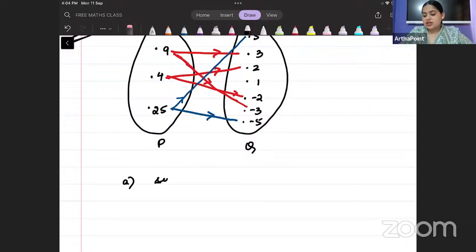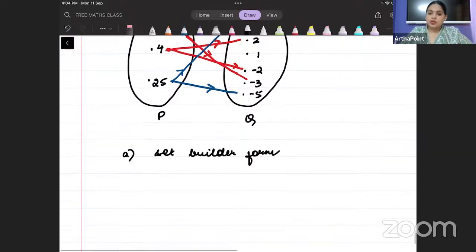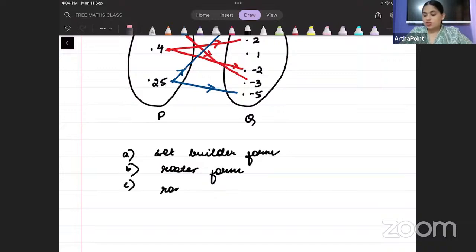Write this in the set builder form. Second question. Write this in the roster form. Third question. Give me the range, domain, and codomain.